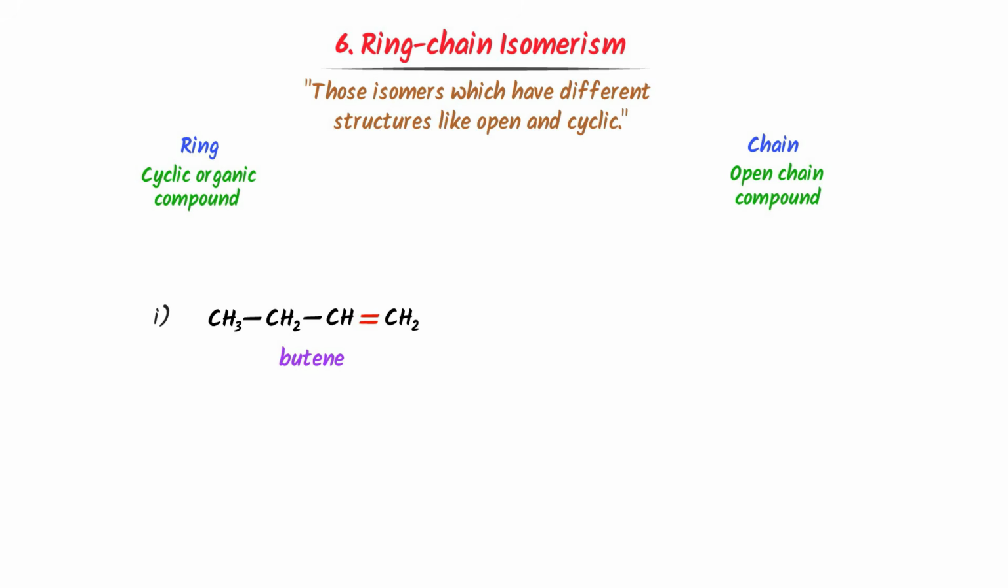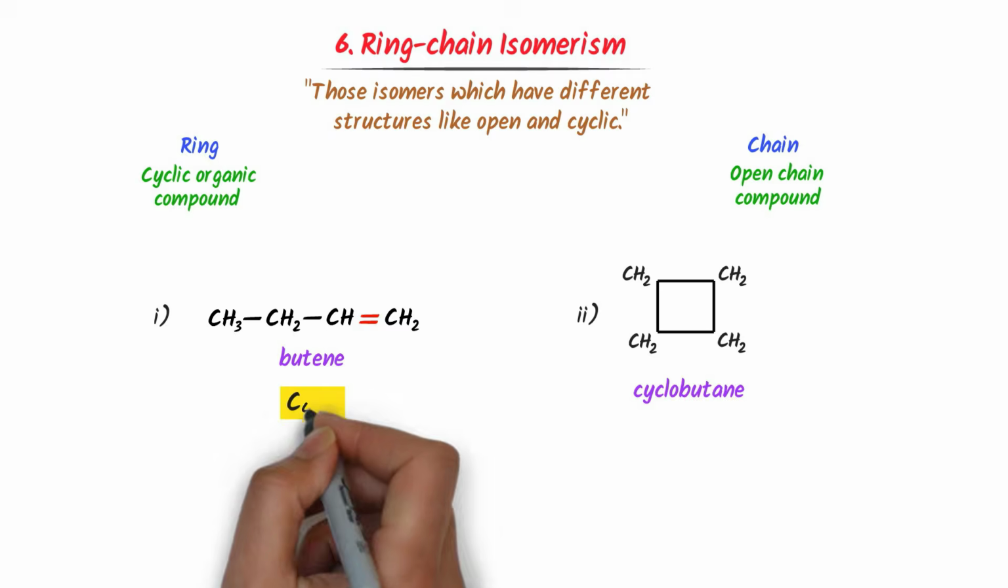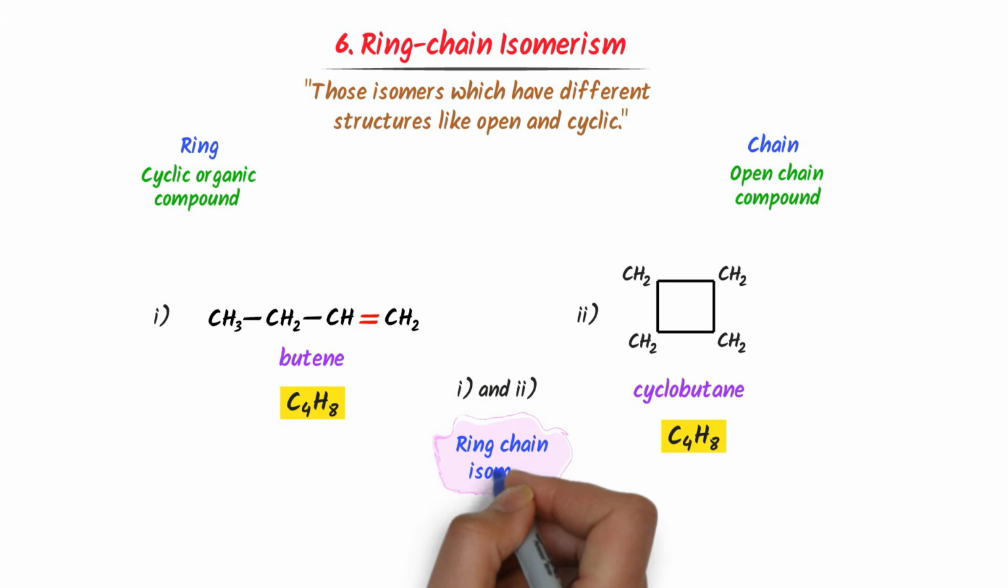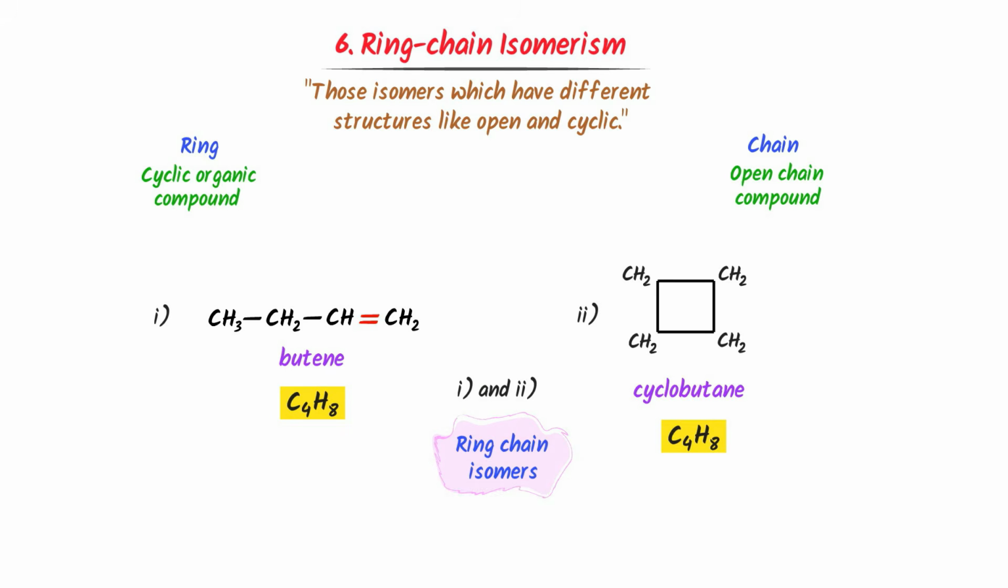Thirdly, consider butene. Pause the video and try to make its ring chain isomer. Well, it is super easy. Just convert it to a cyclic structure having single bonds. I get this structure, which is known as cyclobutane. The molecular formula of both compounds is the same. Thus remember that ring chain isomers are those isomers which have one open chain and one cyclic ring. So we have learned the 6 different types of structural isomerism.